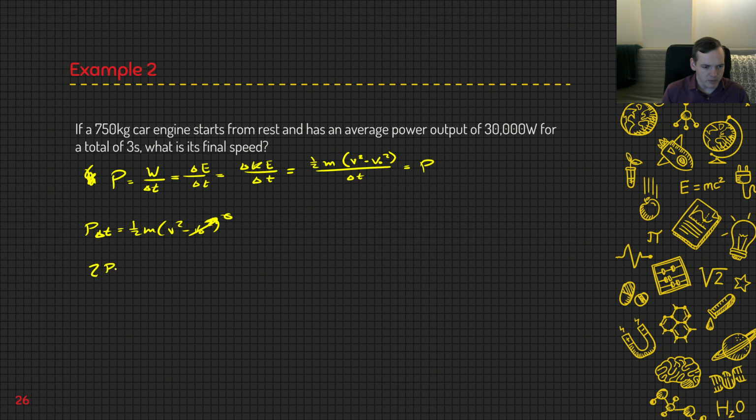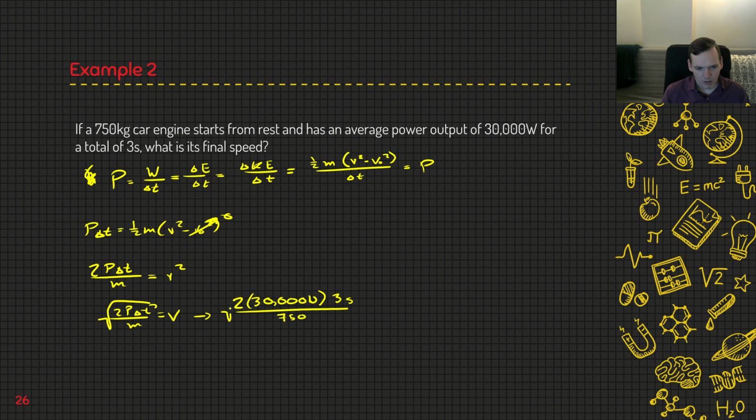So we have 2 times the power output times the change in time divided by m is equal to v squared. So the square root of 2P delta T over m is equal to v. I'm just going to write these out so we can see the units and double check them, but you'll plug this into your calculator to find the actual value. 2 times 30,000 watts times delta T, which is 3 seconds, over 750 kilograms, square rooted.